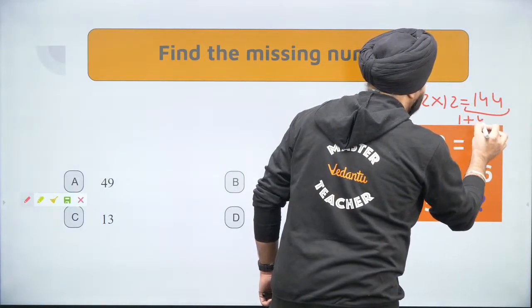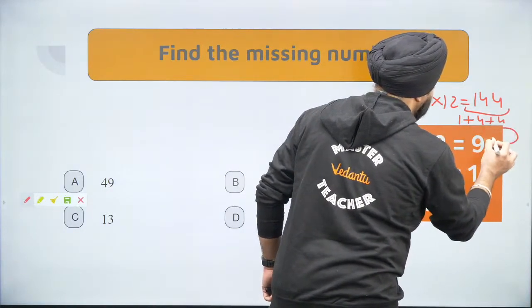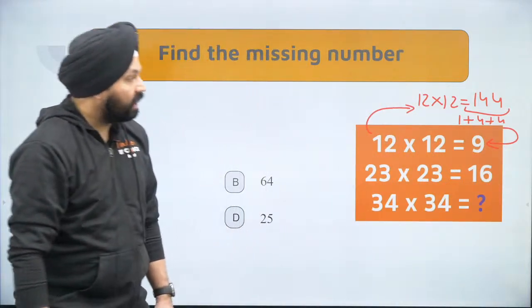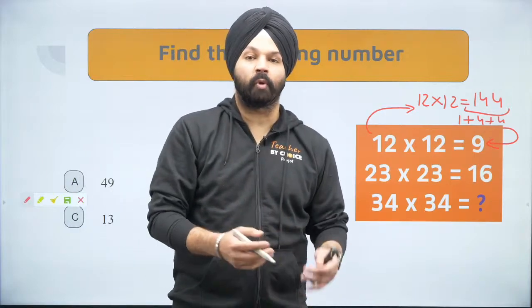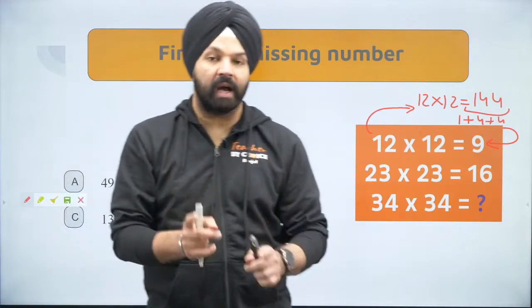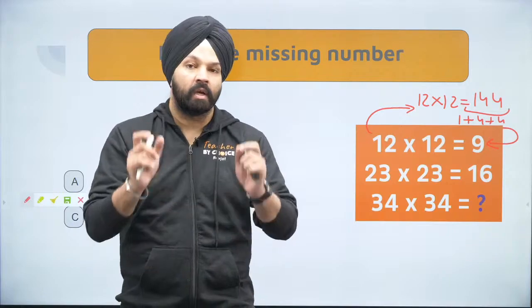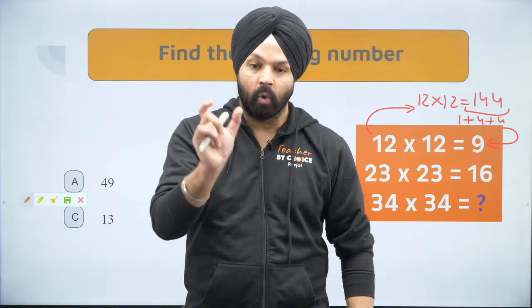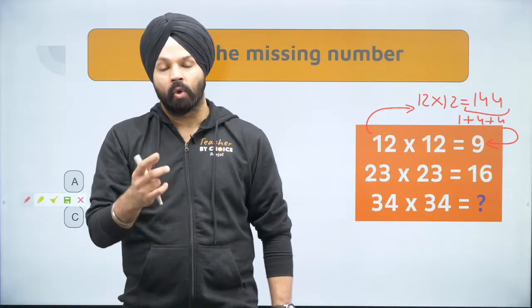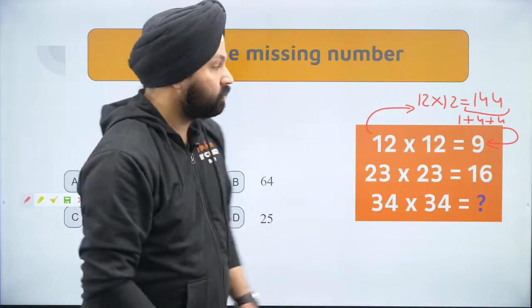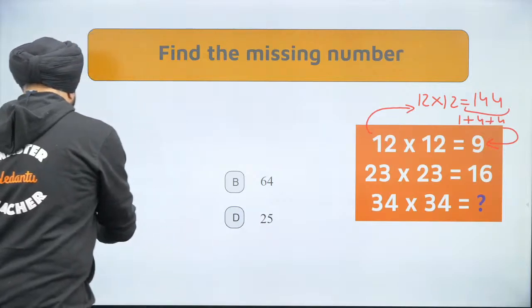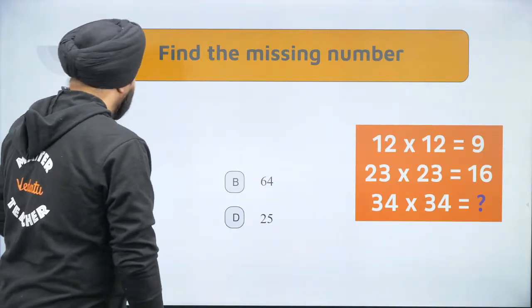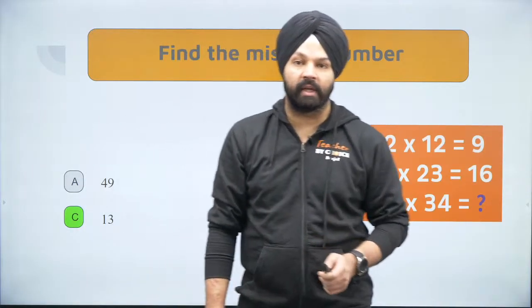And here comes the hint. 144. 1 plus 4 plus 4. That gives you 9. That means it is nothing but the sum of the digits of the given product. It is nothing but the sum of the digits of the product of the given numbers. Nothing special about this. I hope that is clear to all. Take one more quick look at it. Come on, so the answer is 13. 13 is absolutely right.